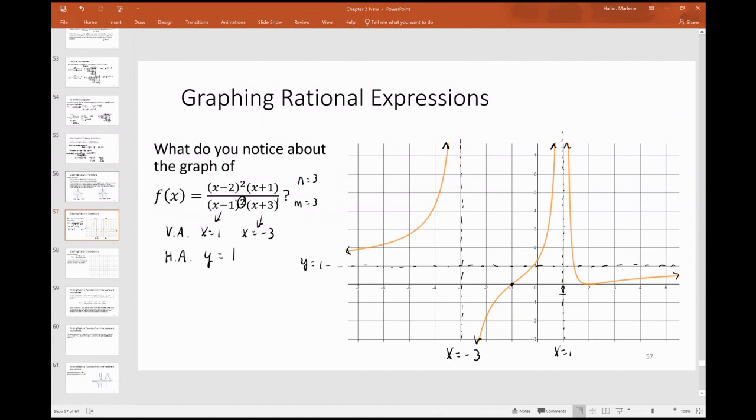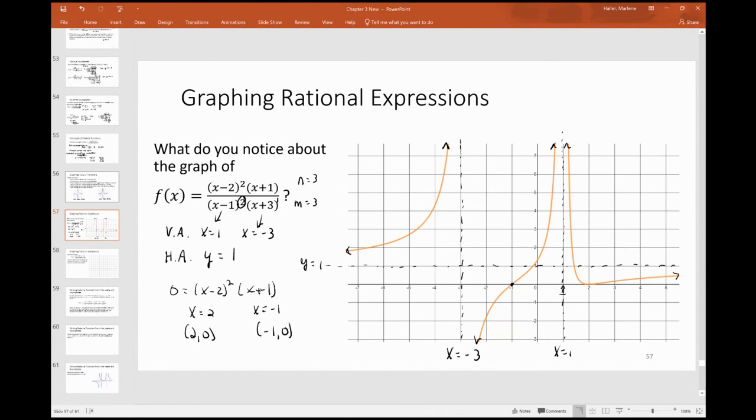Oh, wait, I'm sorry. I said that backwards. That's not right. Oh, yeah, it is. Set the numerator equal to 0 and solve. So 0 equals (x minus 2) squared times (x plus 1). All right, so for our horizontal intercepts, either x equals -1 or x equals 2. So we've got one at (2, 0), and we've got another one at (-1, 0).